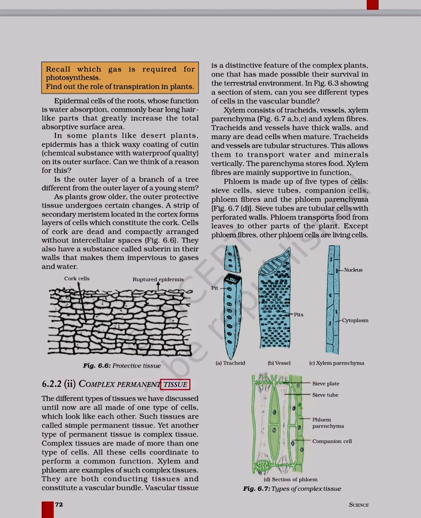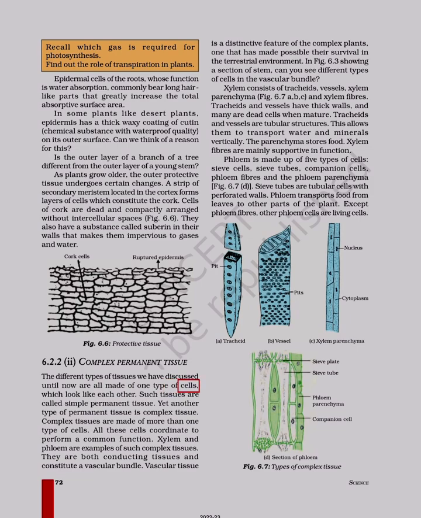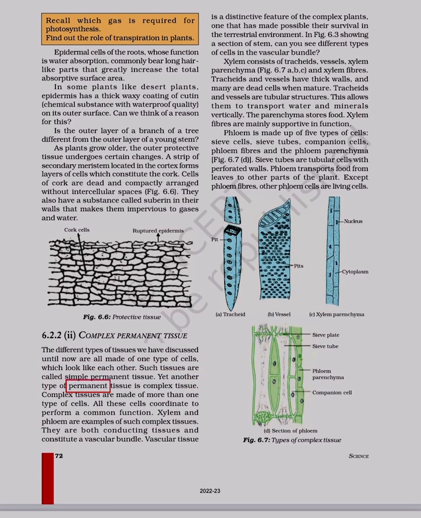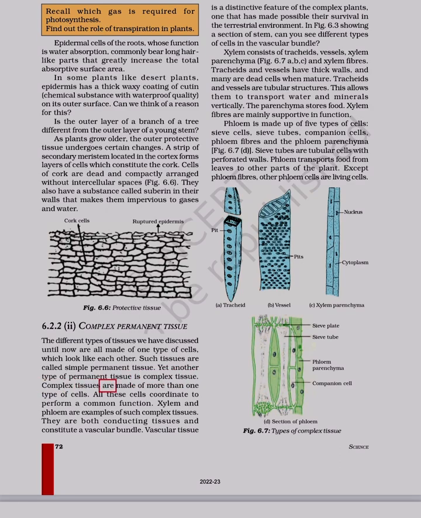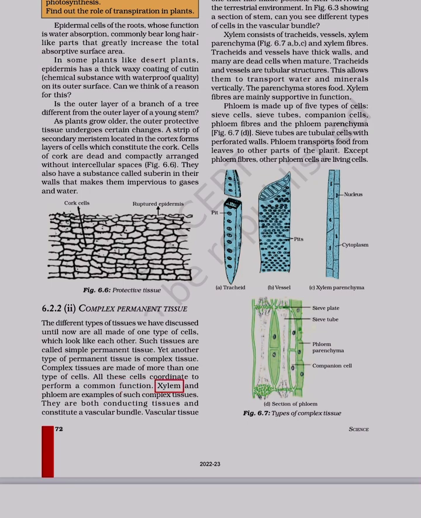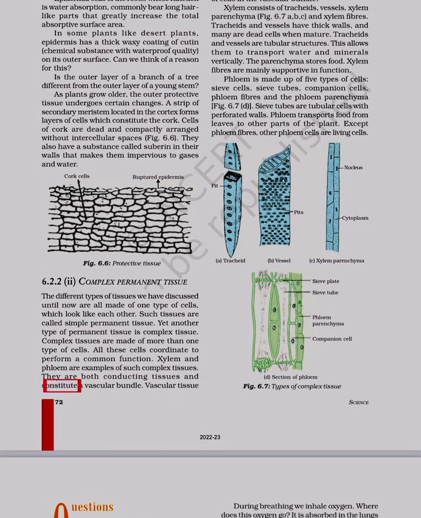6.2.2 Complex permanent tissue. The different types of tissues we have discussed until now are all made of one type of cells, which look like each other. Such tissues are called simple permanent tissue. Yet another type of permanent tissue is complex tissue. Complex tissues are made of more than one type of cells. All these cells coordinate to perform a common function. Xylem and phloem are examples of such complex tissues. They are both conducting tissues and constitute a vascular bundle.